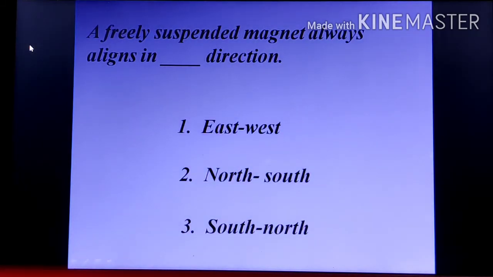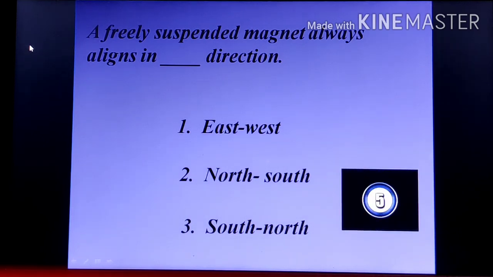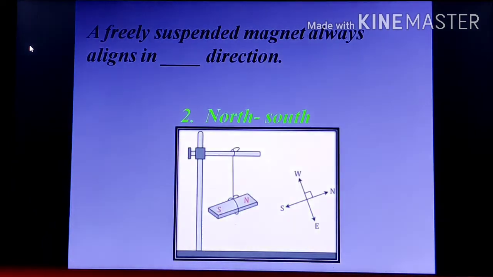Going to the next: a freely suspended magnet always aligns in dash dash directions. Option number 1, east and west, option number 2, north and south, option number 3, south and north. Your time starts now. The answer is north and south. In this diagram you can see that the suspended magnet aligns itself in the north and south direction.